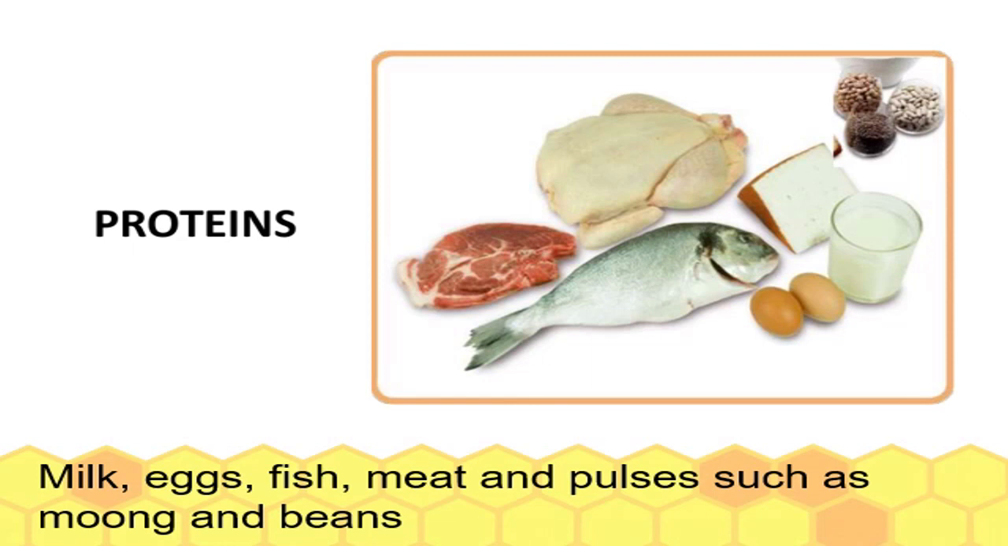The next nutrient we are going to learn about is proteins. They are needed to build muscles, to make them strong, to grow, and to repair the parts which are damaged during injury or sickness, which means when you fall sick, the proteins help to repair the damaged cells of your body. So they are called the body building food. They are present in milk, eggs, fish, meat, and pulses such as moong and beans.